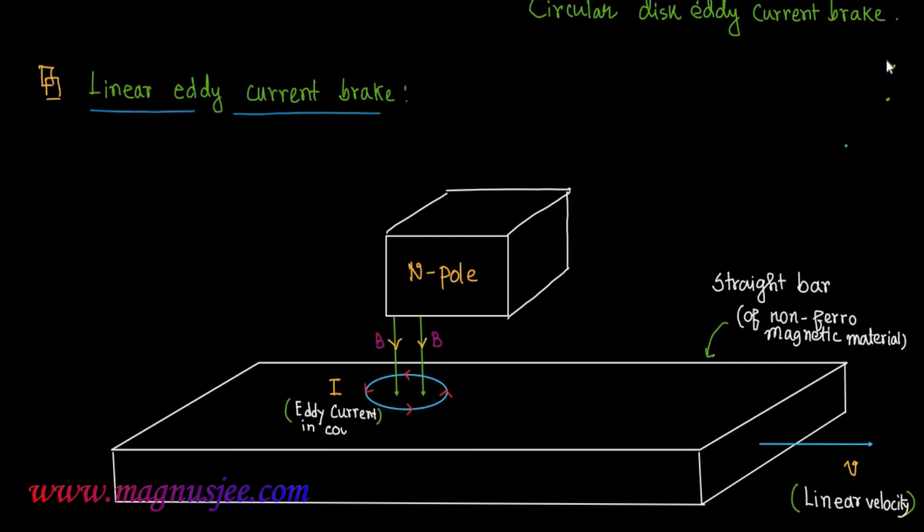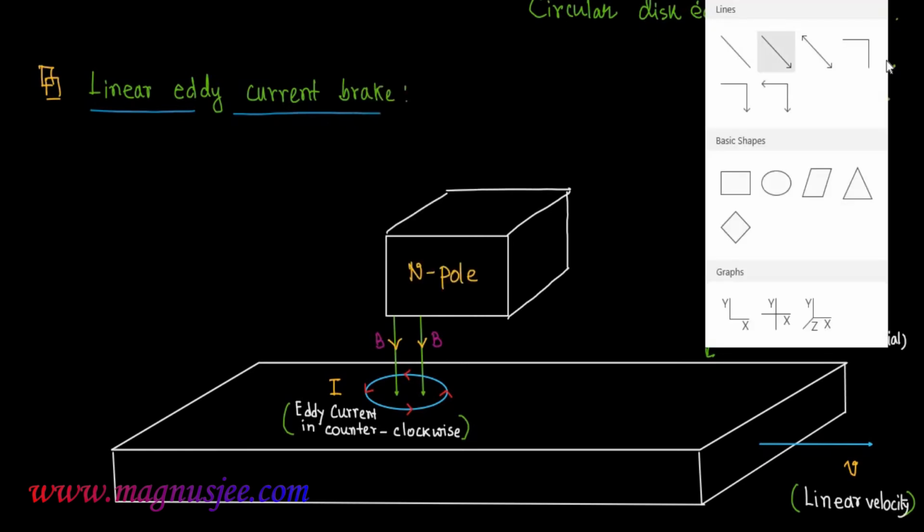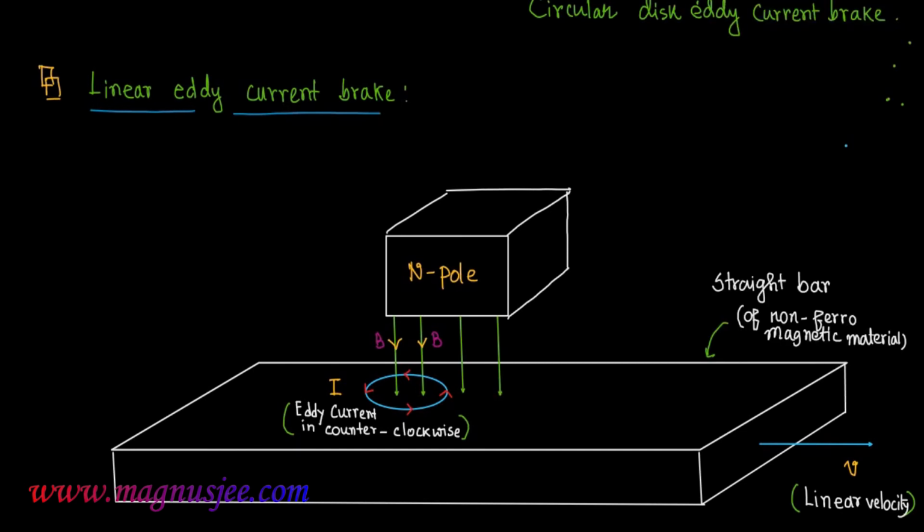This eddy current flows counterclockwise. That means counterclockwise eddy current flows just below the leading edge of the north pole. If we consider the magnetic field induction acting from the trailing edge of the north pole in the straight bar, in that case the eddy current generated will be flowing clockwise through the straight bar.